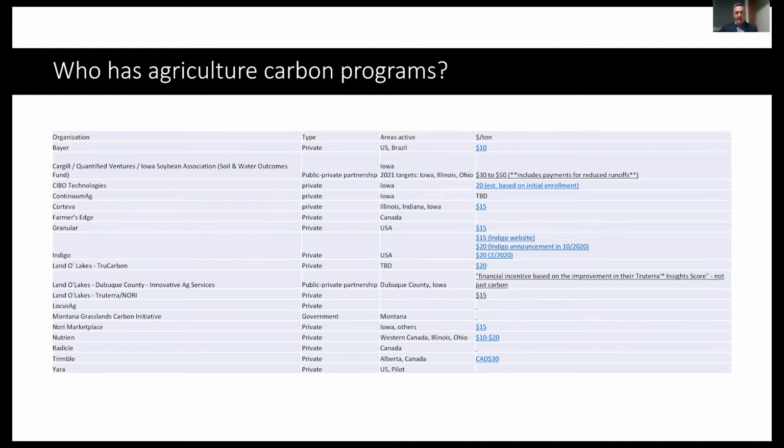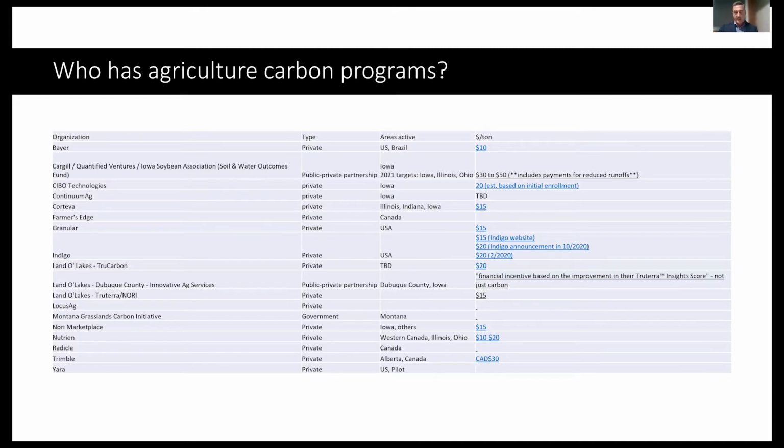So for example, Bayer has a program in the US and Brazil right now. And as you move on down the line, there are many, many other companies that are developing programs focused on agriculture, from Bayer, Cargill, obviously very, very large companies, to smaller companies, such as Locus Ag, Nori, or Continuum Ag, some of the smaller programs. And then everything from Yara, a fertility company, to Trimble, which is a hardware and software manufacturing company. There's a wide range of companies that are starting to participate in it.